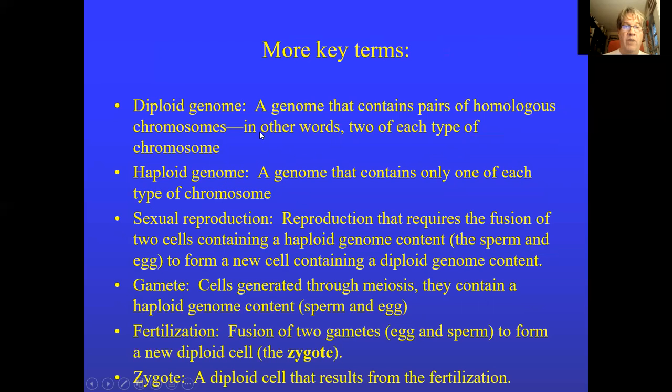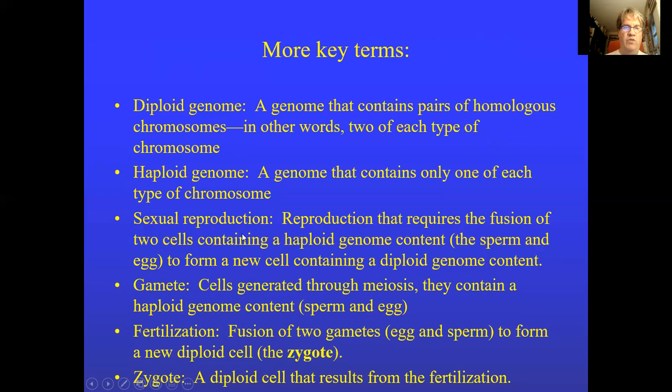And during meiosis, what we're going to do is take a cell with a diploid genome content, and divide it until it has a haploid genome content. And then during sexual reproduction, you take two haploid cells, an egg and a sperm, and fuse them together to make a new diploid genome in the new cell, the zygote. All right, so that's sexual reproduction, and that's why we need meiosis to do that process of going from diploid to haploid genomes.